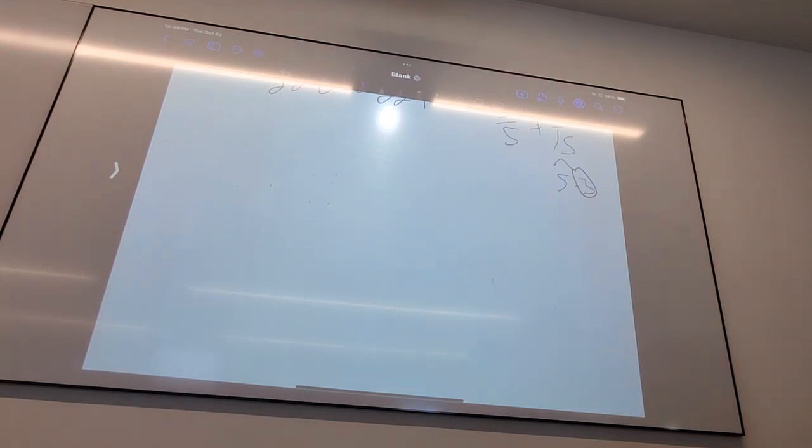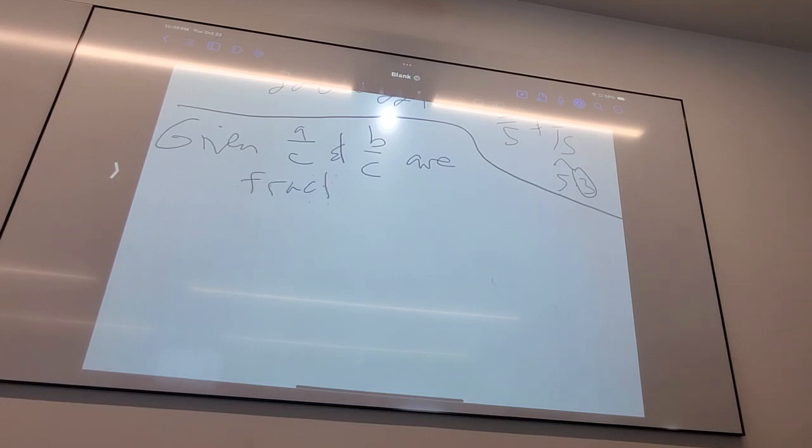So if I want to make a general statement, just to formalize what we just said: given A over C and B over C are fractions. Now I just want to qualify this really quickly. What is the definition of a fraction? Pieces of something? Okay, so that's a conceptual idea of what a fraction is. Is it like a part of a whole? Part of a whole, I like it.